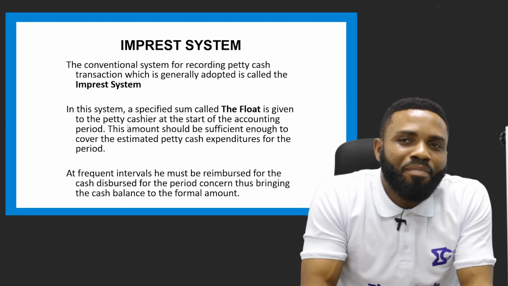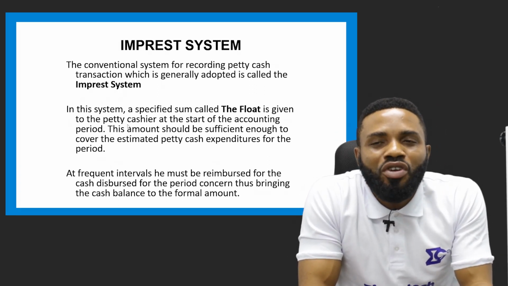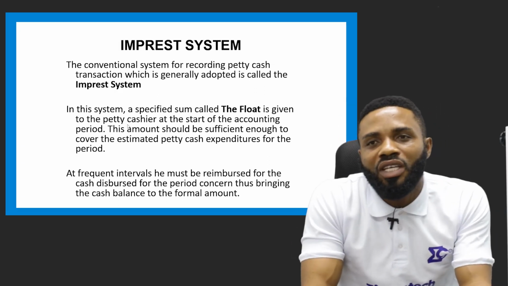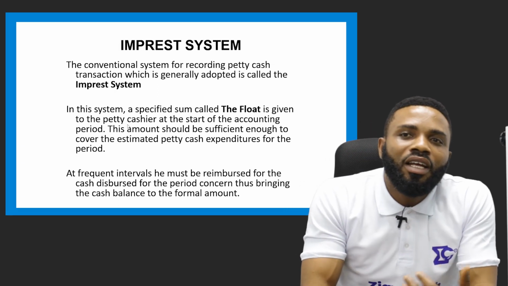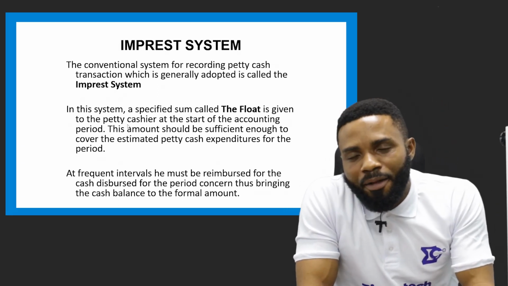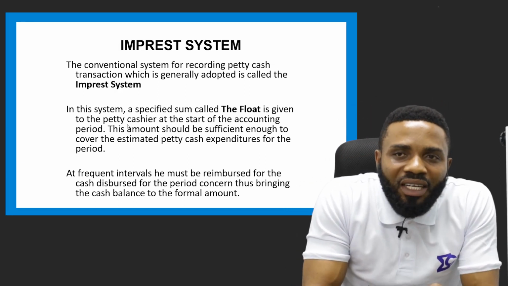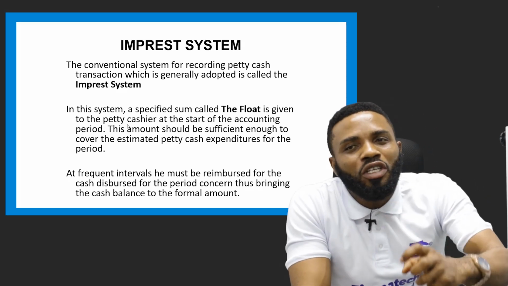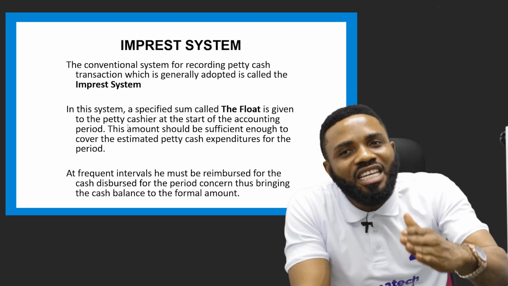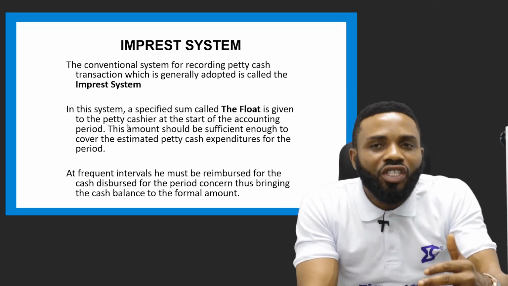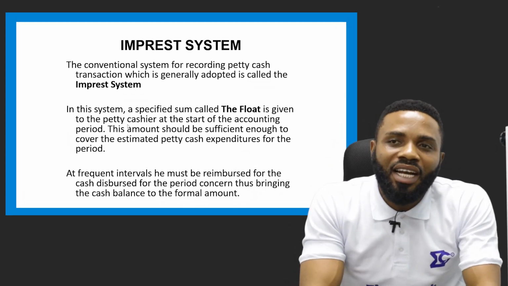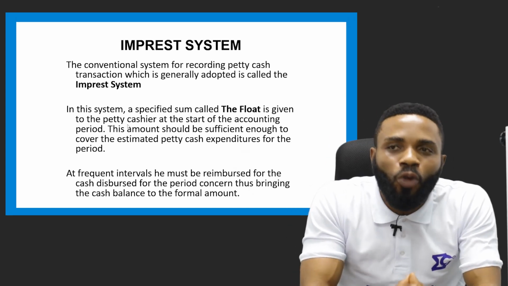What I mean by at the beginning of the period is this: the period is very, very ambiguous. It varies with companies. Some companies will say 1 month, some will say 6 months, some will say 1 year. But the principal thing we need to understand is that this money will be given to the petty cashier at the beginning of the period, from which the petty cashier can now make payments. And I have said that this money is called the float.